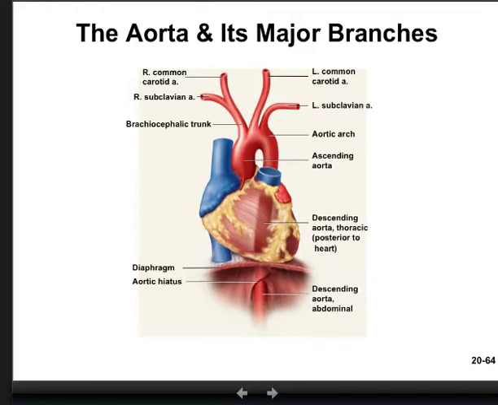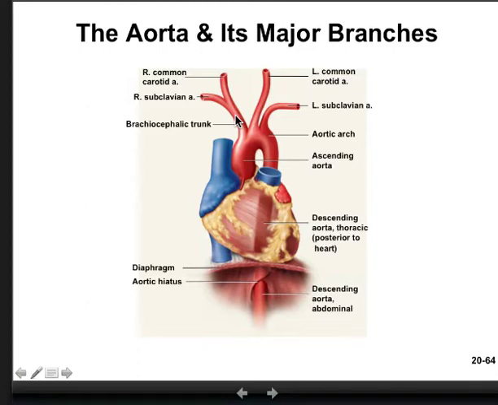And what happens when the left ventricle squeezes is that the bicuspid valve between the left atrium and the left ventricle will slap shut. At the same time, the aortic semilunar valve will open and blood will enter the ascending aorta. And right off the ascending aorta, you have the brachiocephalic trunk.